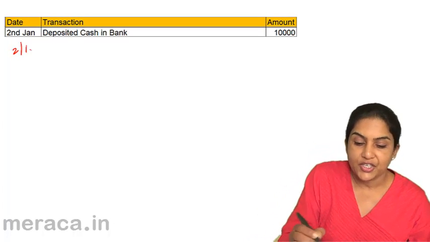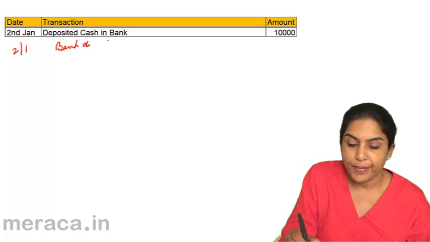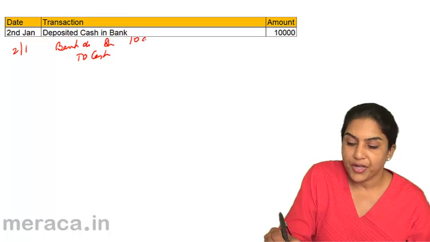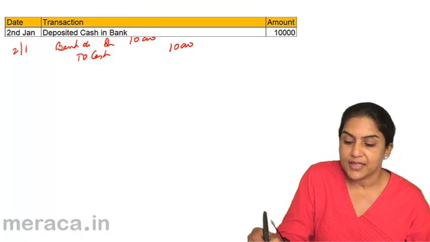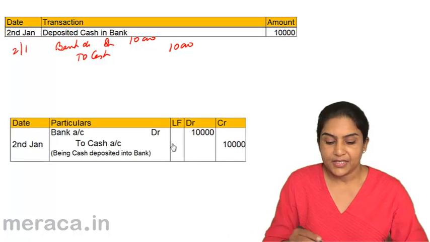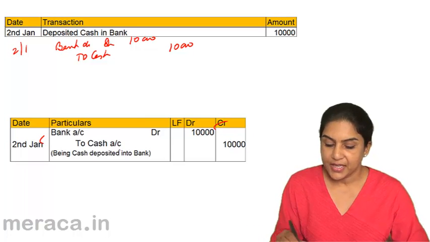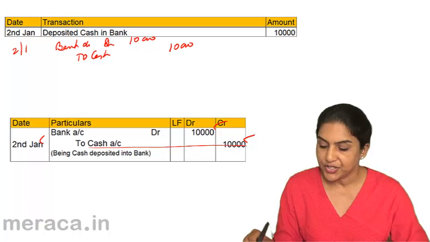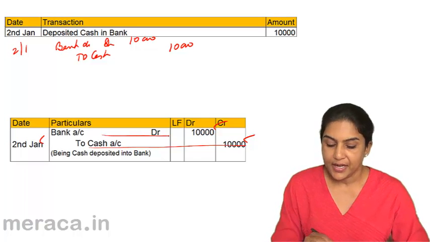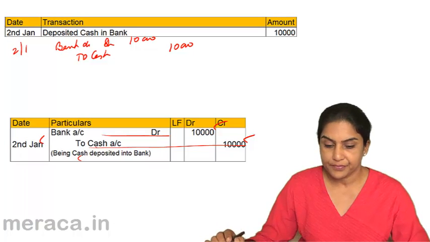Basically, on 2nd Jan, our entry would be bank account debit to cash, amount of 10,000 and 10,000. Yes, 2nd January, we get bank account debit 10,000 to cash in the credit column 10,000. This means cash is credited, bank is debited, being cash deposited into bank.